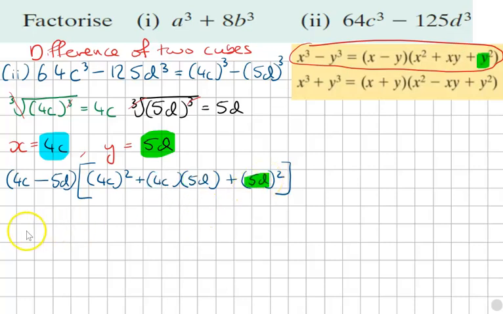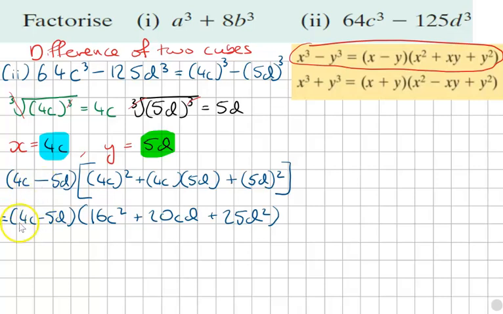And then we multiply out the brackets. So we bring down the 4c minus 5d in brackets. And then 4c to be squared is 16c squared. 4c times 5d is 20cd. And 5d to be squared is 25d squared. So our answer is 4c minus 5d times 16c squared plus 20cd plus 25d squared.